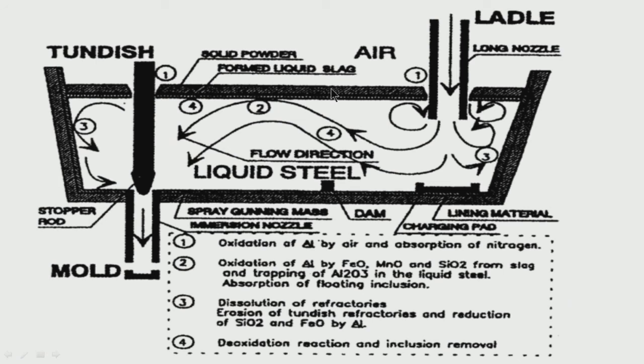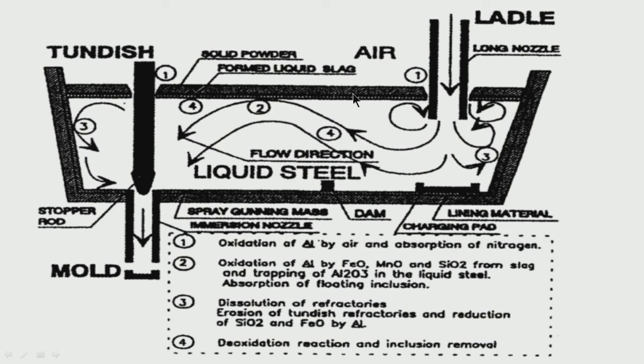Normally, two levels of slag are used. The top level of slag is basically insulating type. You should not allow the temperature of the liquid steel to come down, so it should be insulating type. Normally it is rice husk which is used, it is a good insulator. But the carbon in rice husk is very important, it should be low, otherwise there will be carbon pickup. But that is the top level of the slag.